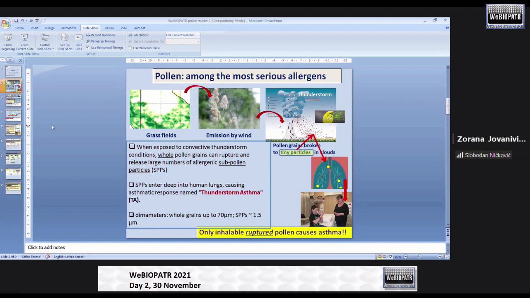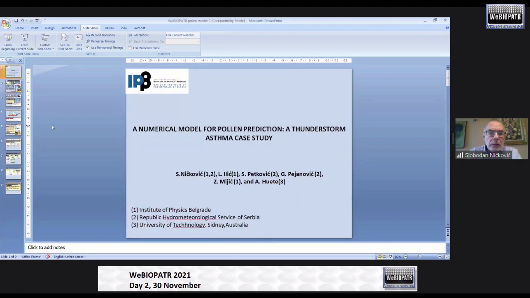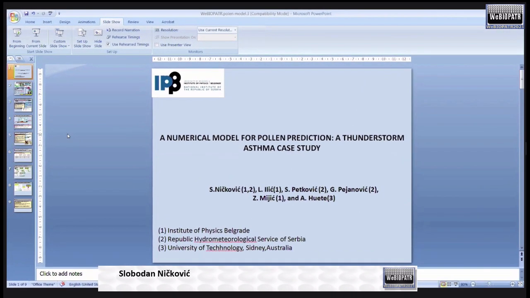So, just briefly, which institutes and colleagues contributed to this study? This is a numerical model for pollen prediction, and the test was done with the thunderstorm asthma case in Australia. Why Australia, you will see a bit later. These are three institutes: Institute of Physics, which collaborated in this research, the Republic Hydromet Service of Serbia, and the University of Technology Sydney, Australia.